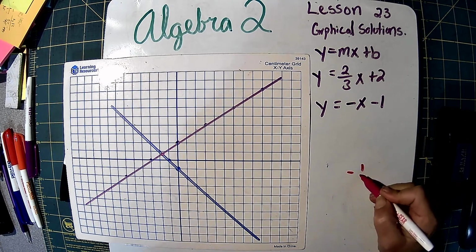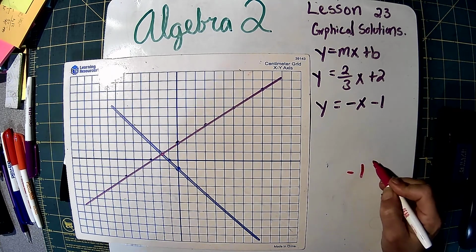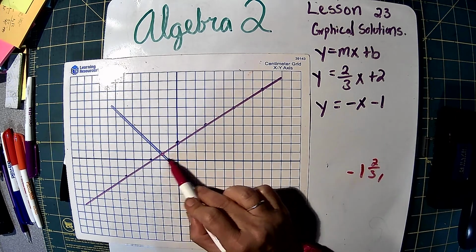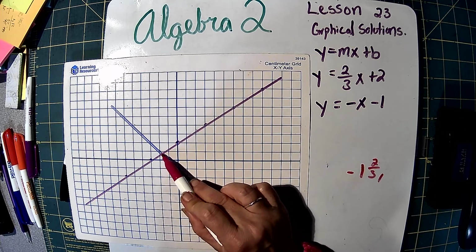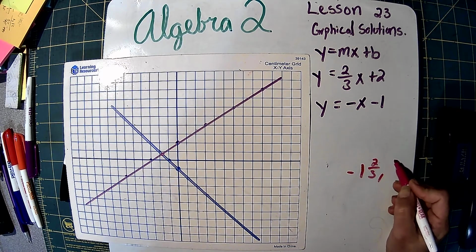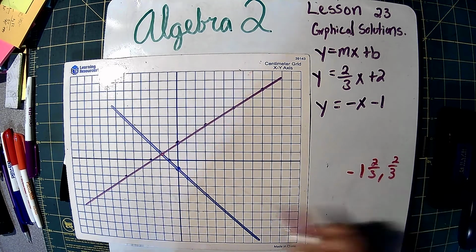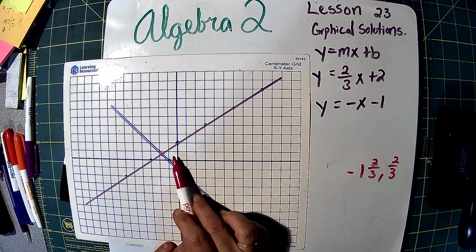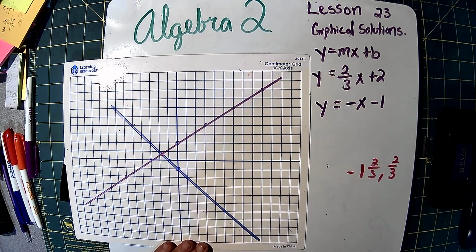So to check our answer, we're going to say it's about probably negative 1 and 2/3, and this is probably at about maybe, it's not all the way at 1, probably 2/3 up. So I went up about 2/3, and I went back 1 and maybe 2/3, something like that.